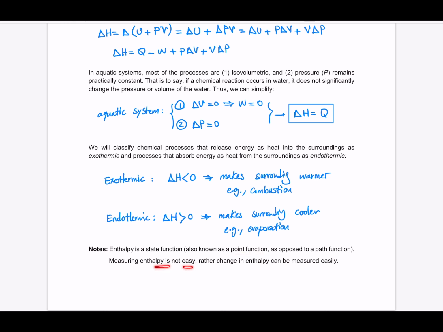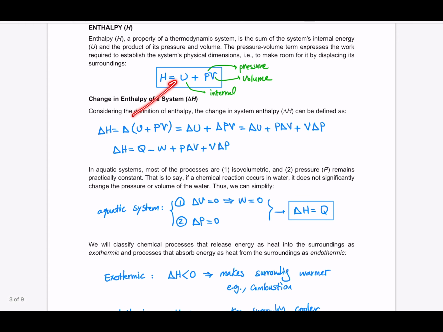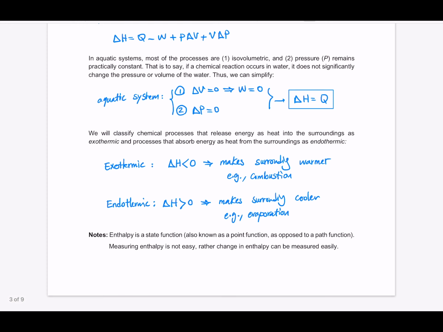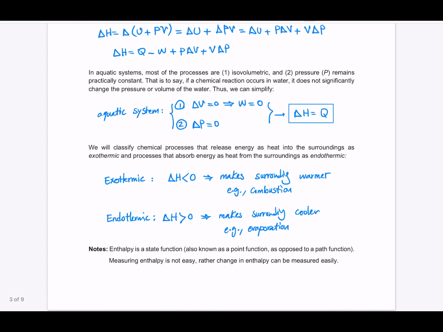Measuring enthalpy is not easy. Rather, change in enthalpy can be measured easily because it's all related to that Q term. If you want to calculate the enthalpy, then you have to follow this. Then you saw that the U term is difficult to measure because it's all related to microscopic features or energy related parameters of the system. Okay, so that's all about the first law. It's all about the conservation of energy, basically one form of energy to another form.